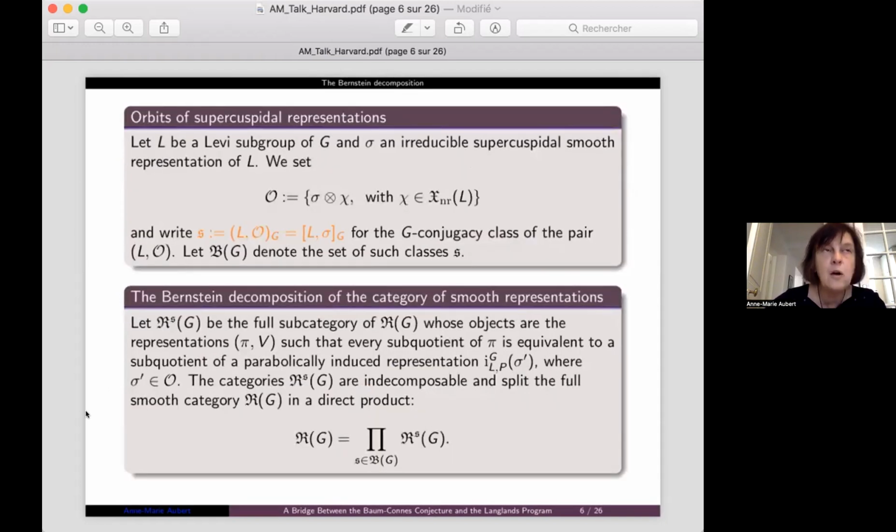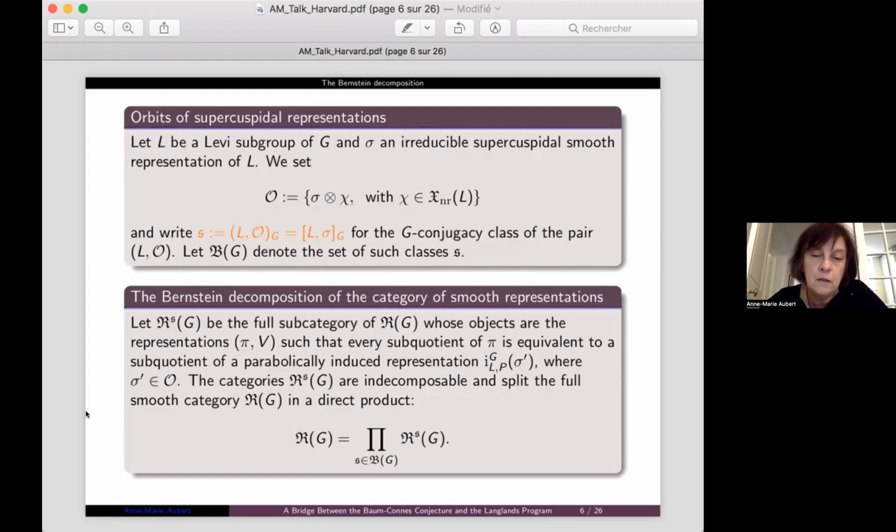Okay, so until now, it was the construction due to Bernstein. The idea of Bernstein was to consider this unramified character for all the Levi subgroup, and instead of looking at the supercuspidal representation just by itself, to look at its orbit under the action of a group of unramified characters. So it is what I denote here by O.